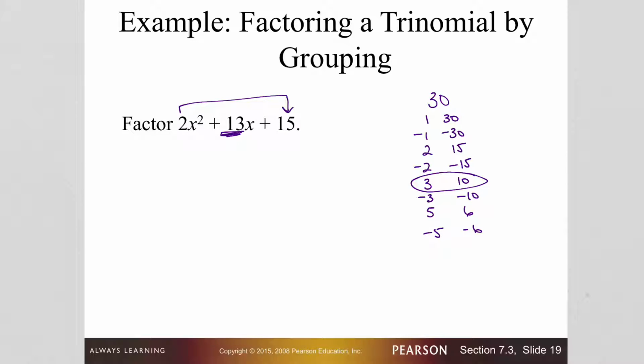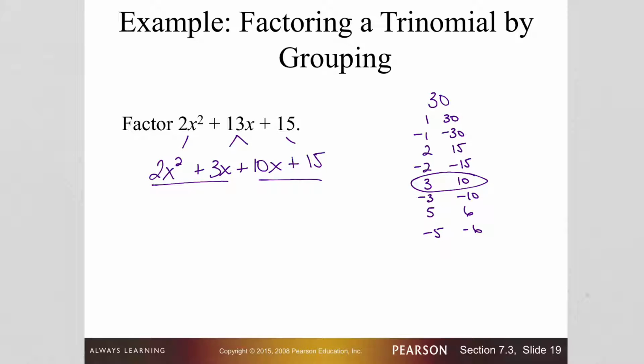So again, same thing. I am going to write my first term down. My middle term becomes 3x plus 10x, and my constant term is going to stay 15. Underline the first two terms, underline the last two terms. What can I factor out of 2x squared plus 3x? I can factor out an x. X times what will give you 2x squared? 2x. X times what will give you 3x plus 3?